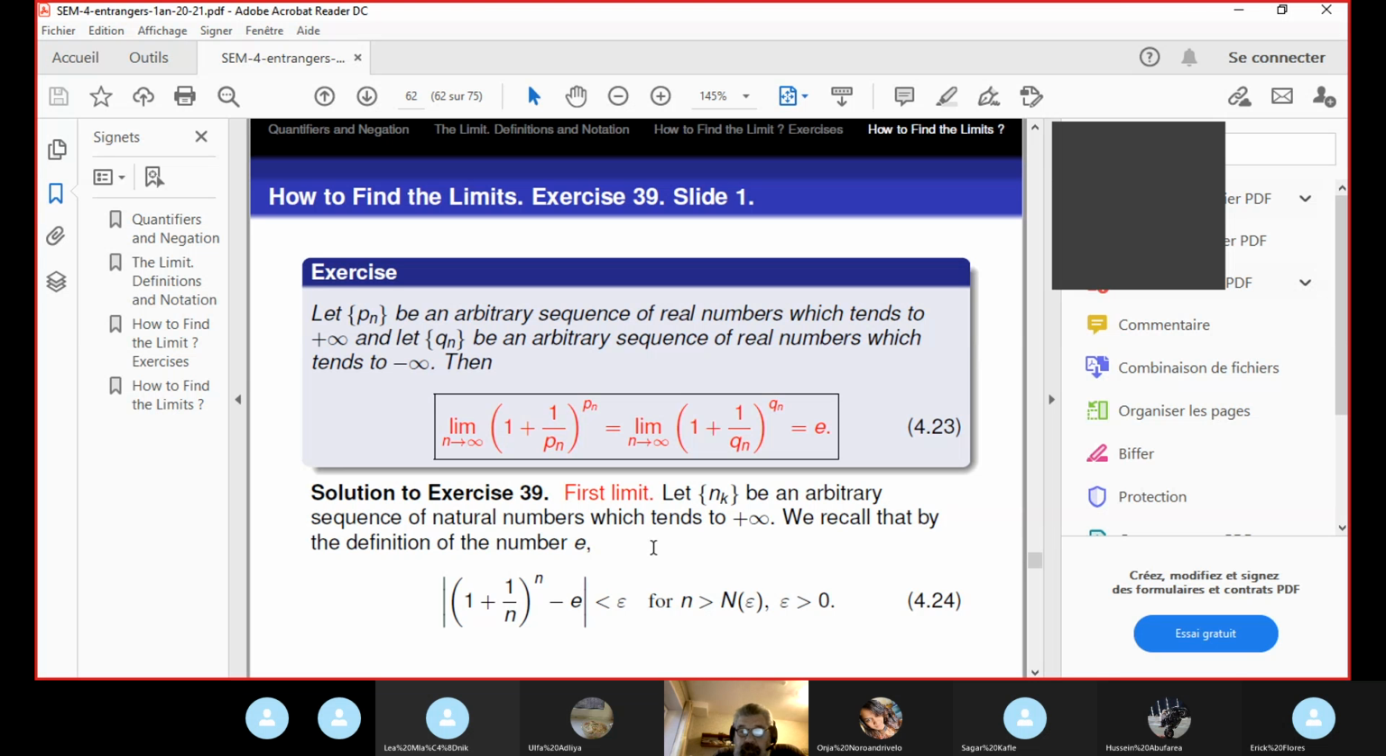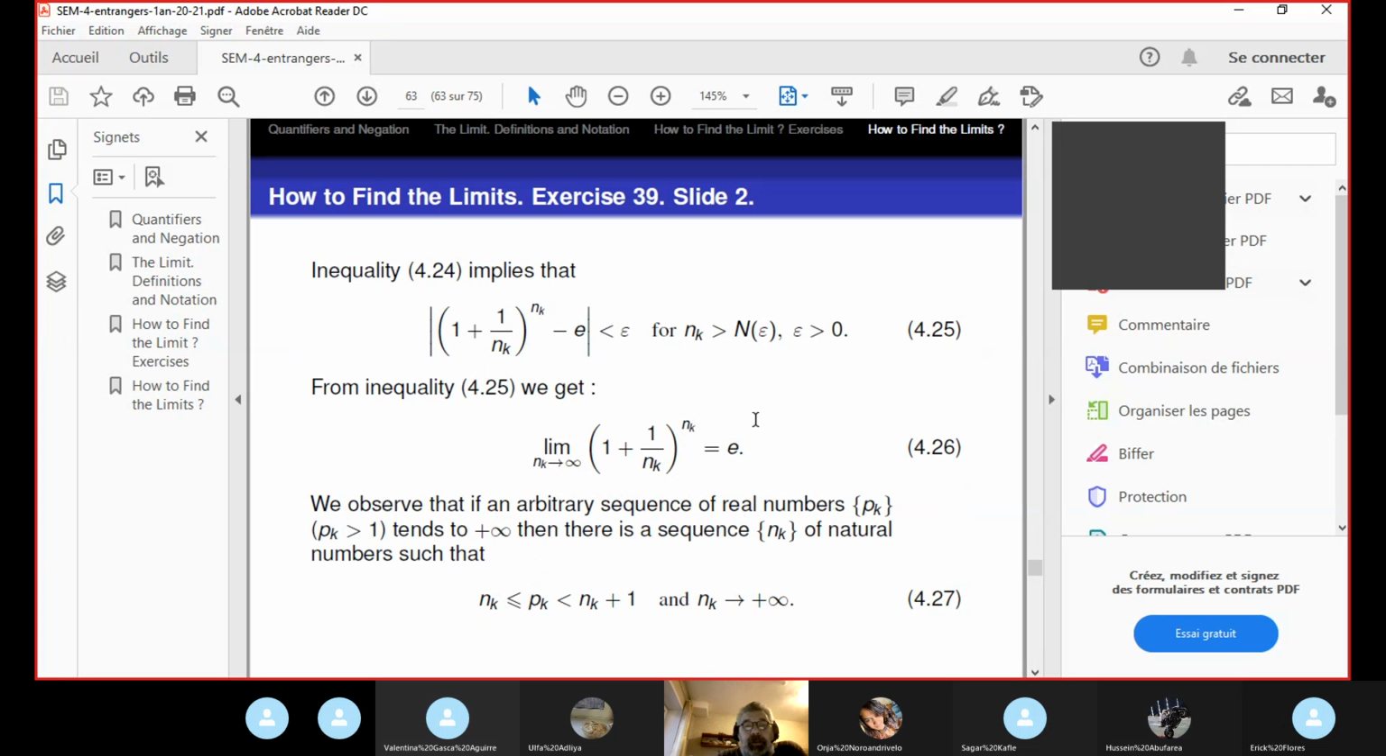Yes? It is only the definition of the value of the number e as a limit of a sequence. Formula 4.24. Agree? Agree. Very good. So now we pass to the next slide.